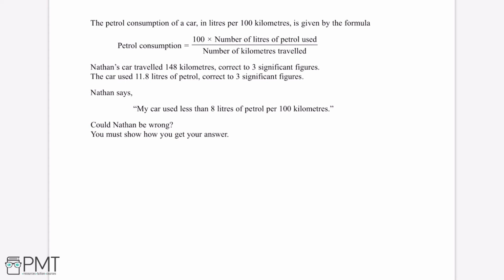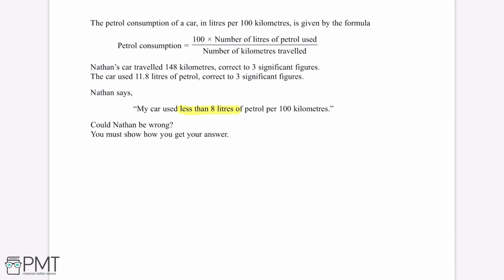Nathan says, my car used less than 8 litres of petrol per 100 kilometres. Could Nathan be wrong? You must show how you get your answer. So Nathan's statement is that my car used less than 8 litres of petrol per 100 kilometres.